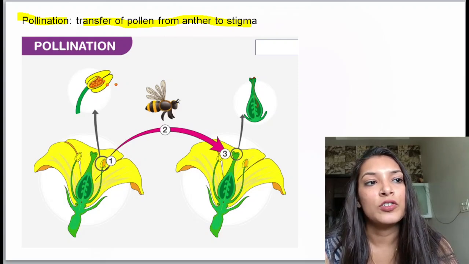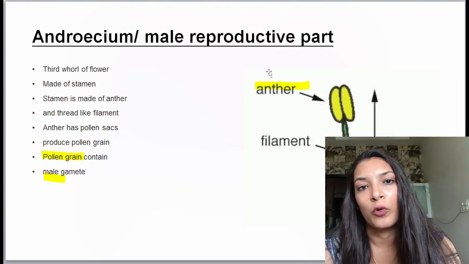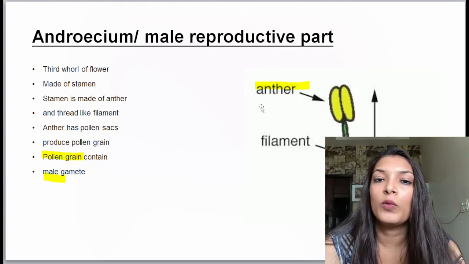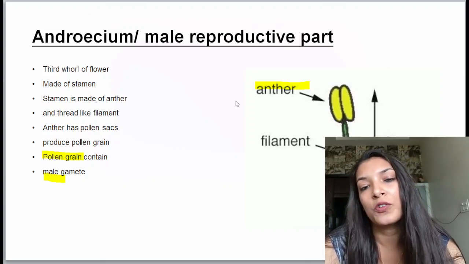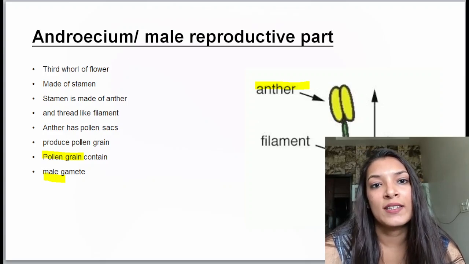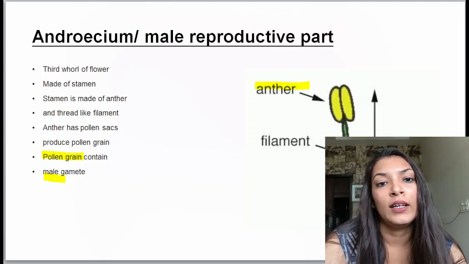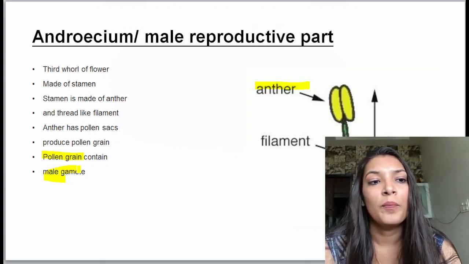Now in the previous lectures, we have already discussed that the male reproductive part is called androecium, the single unit is stamen, and within the stamen we have two components, anther and the filament. I also gave you an acronym for this, which was SAIF, S-A-I-F. So S stands for stamen, A for anther, and F for filament. Alright. So within the anther, the male gamete is being produced, which is the pollen grain.